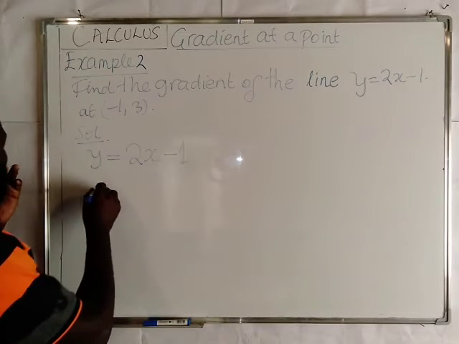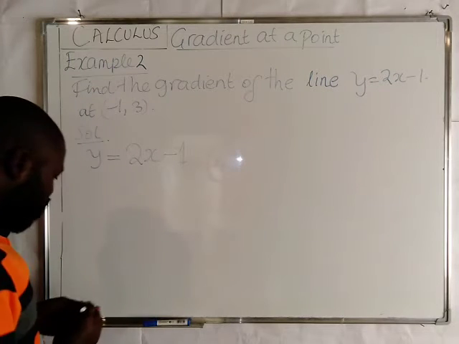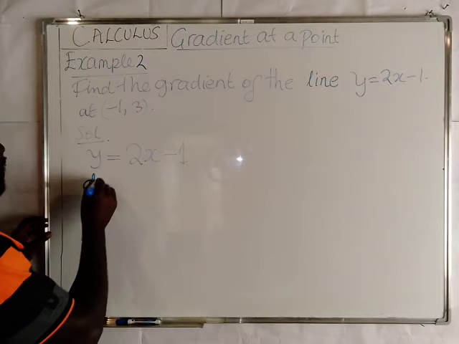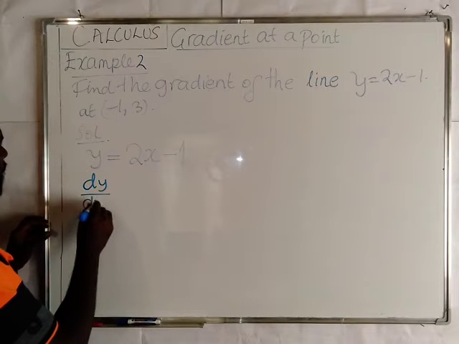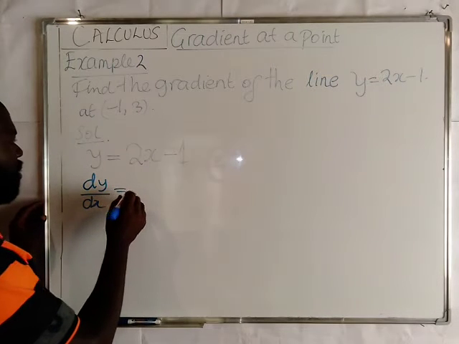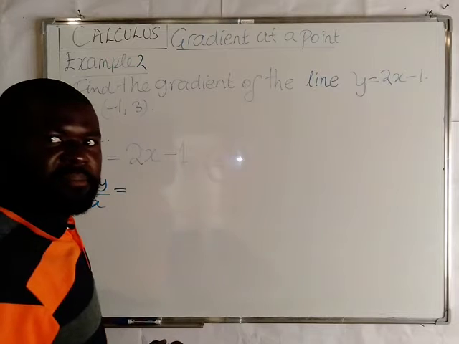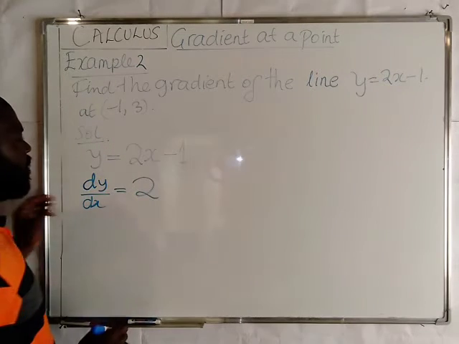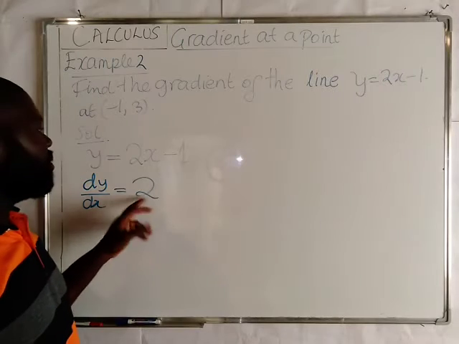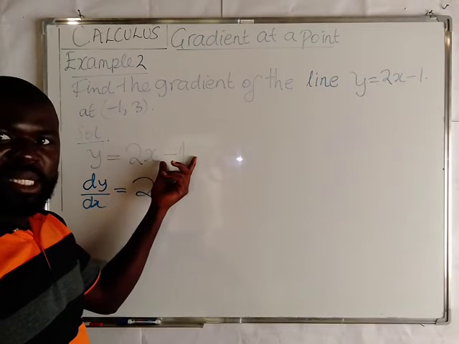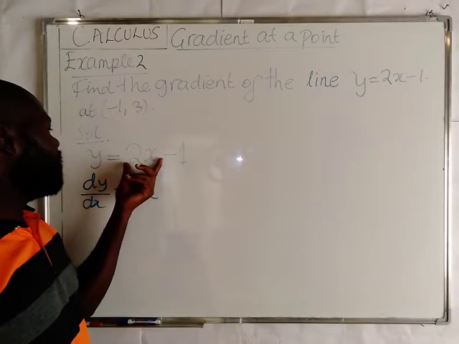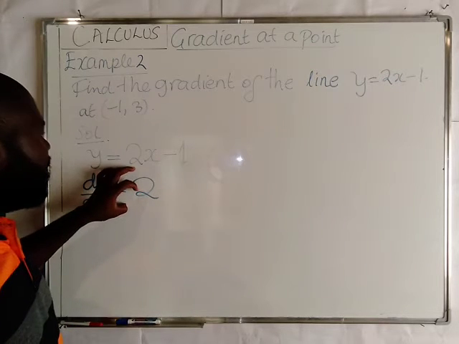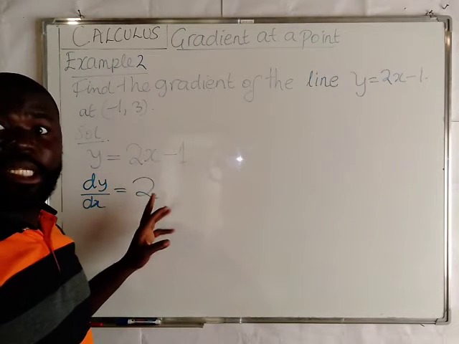Here we have dy dx. dy dx is equal to, now we differentiate by a formula, so this one will just give us dy dx is equal to 2. This one is a constant which will give us 0. Now this one will give us just 2. Okay, so dy dx of this straight line is 2.